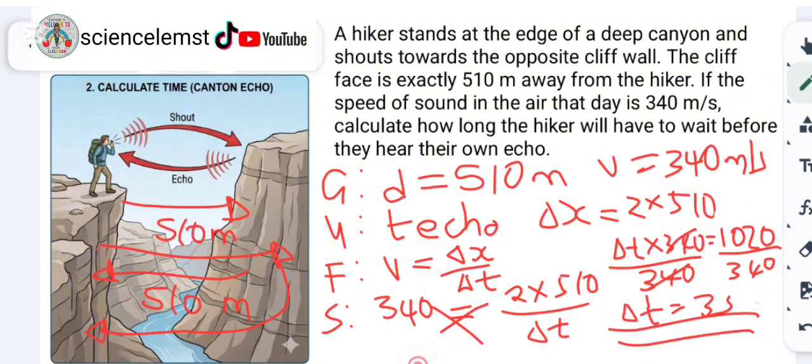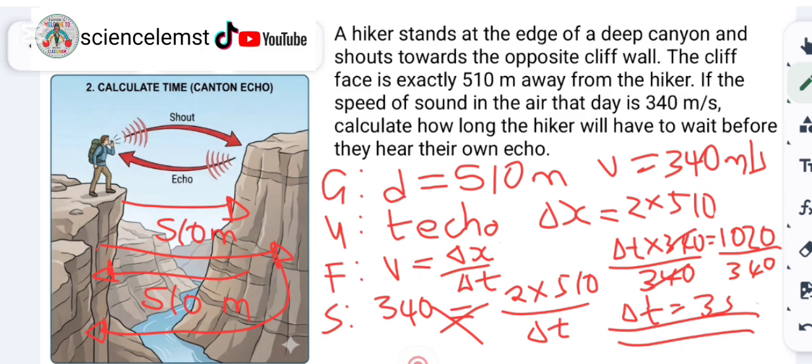For you to understand echo, you need to understand what you're saying. There is no pattern that I can really give you in terms of answering echo. You need to picture it, visualize it, and understand what you are saying. Don't forget the golden rule. The sound has to travel double the distance for you to be able to hear the echo. It has to travel double the time for you to hear the echo.